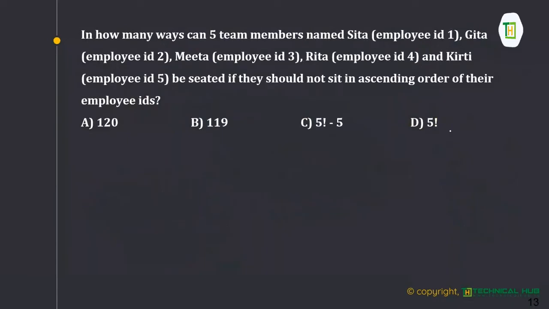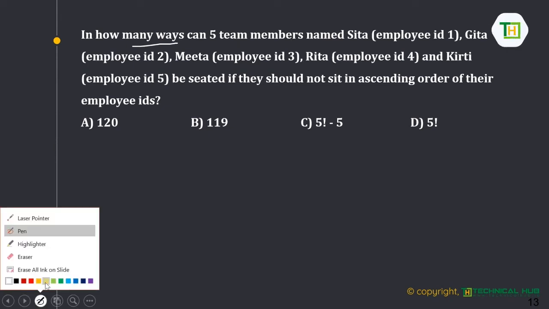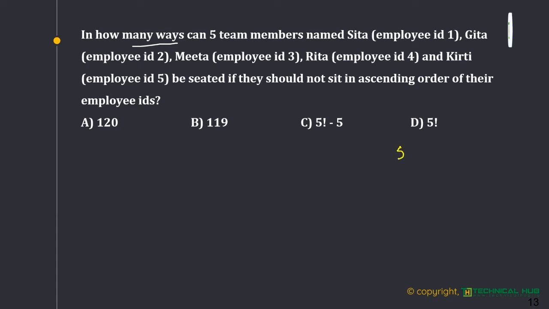Moving to the next question. Same topic, permutation and combination only. In how many ways can 5 team members named Sita, Geeta, Meeta, Rita and Kirti, where Sita's employee ID is 1 and so on, Kirti's employee ID is 5, be seated if they should not sit in ascending order of their employee ID? See here, 5 persons are there, but what condition is given? They should not sit in ascending order of their employee ID. The condition is also given.